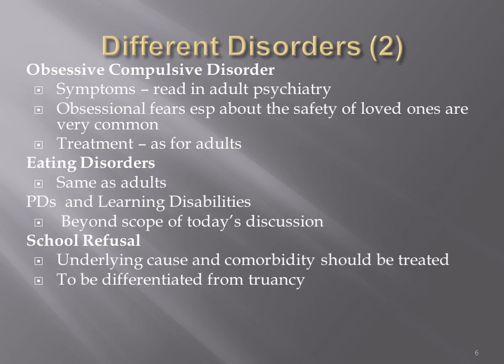Eating disorders sometimes have their origin in childhood, and childhood eating disorders can be extremely difficult to treat. And the personality disorders and learning disabilities are beyond the scope of today's discussion. School refusal can be another thing that can be an underlying cause or a comorbidity, and that should be treated. It is different from truancy because in truancy, the child goes to the school but disappears from the school, and it is primarily behavioral. However, school refusal is mainly because of anxiety, stress, and depression.